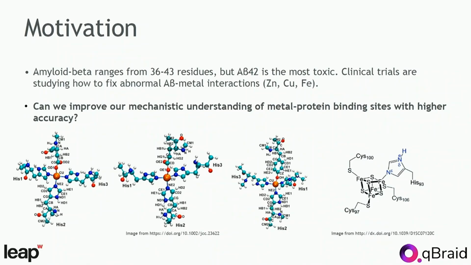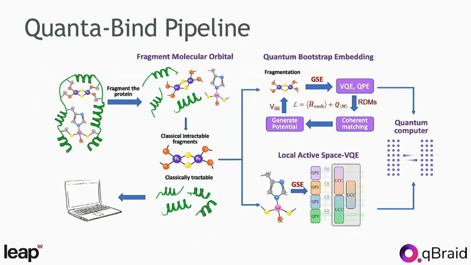And on the right here, this is an iron-sulfur cluster, which is also supposed to be incredibly important to metabolic pathways in the body. So this is part of a broader work where we study biologically relevant systems with protein-metal interactions. So let me talk about the actual Quanta-Bind pipeline itself.